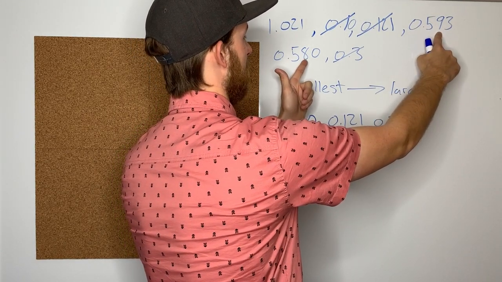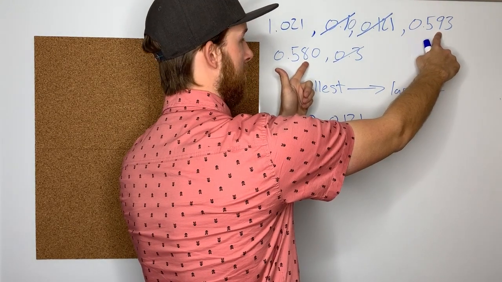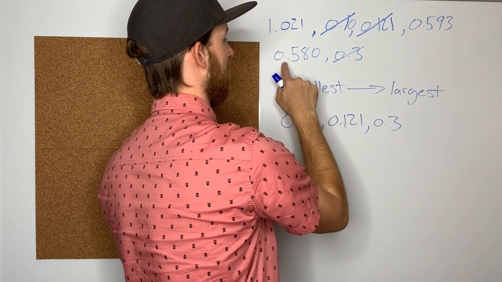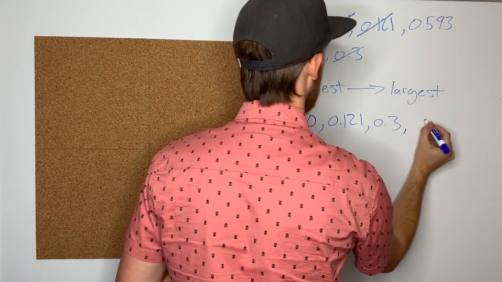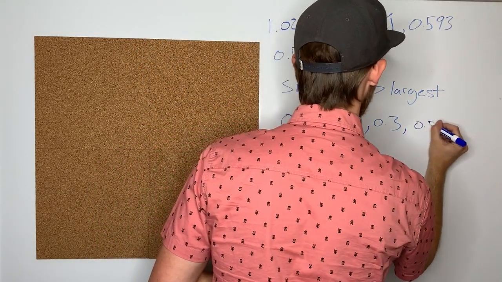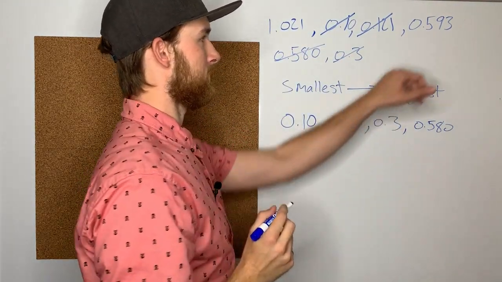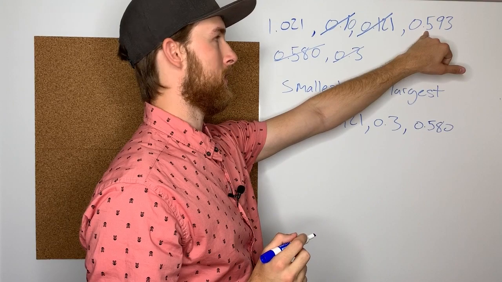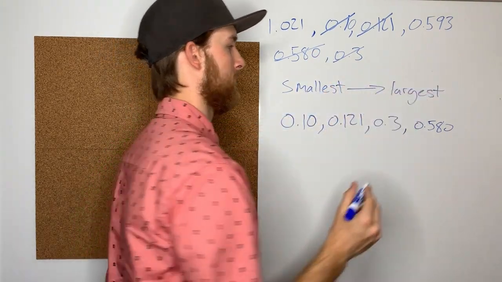This has a 9, this has an 8. Which bigger, 9 or 8? 9 is bigger than 8. So this one's going to be the next biggest one. So you write that as 0.580. Cross that one out. We know that this one's a little bit bigger than this one, so we'll put this one next because I had that 9.